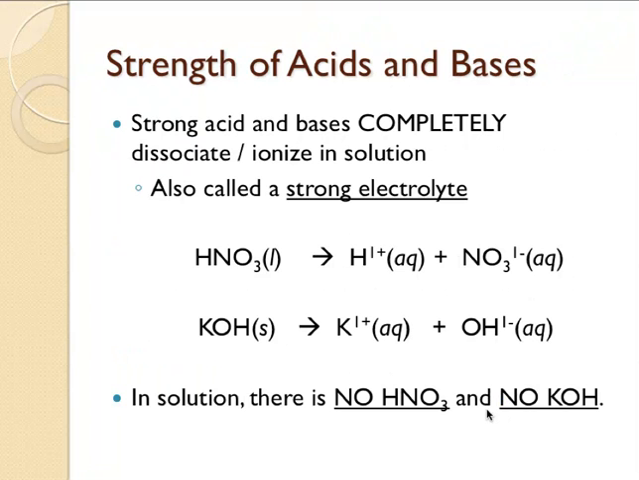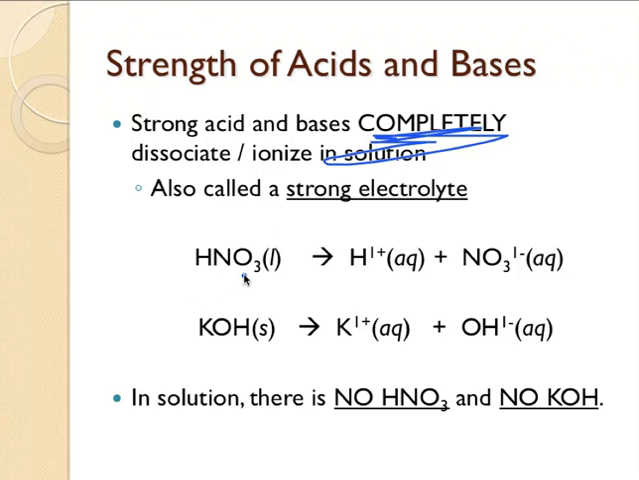Okay, strength of acids and bases. This is where the definition is going to differ a little bit from what you may have thought a strong acid was. The definition of a strong acid and a strong base are substances that completely dissociate or ionize in solution. Okay, so they are strong electrolytes because they go fully into those ions.